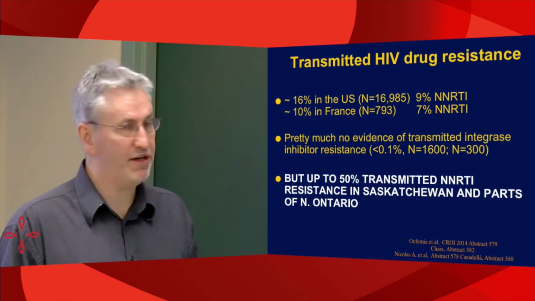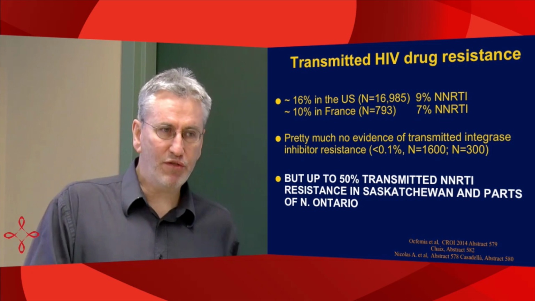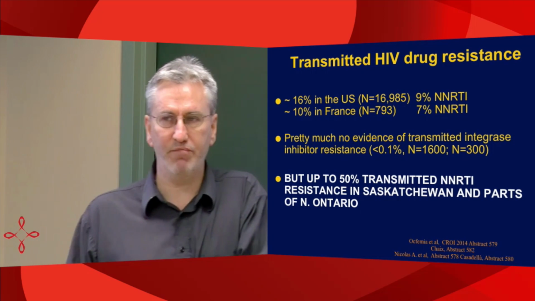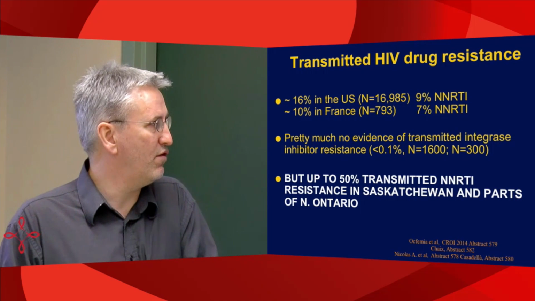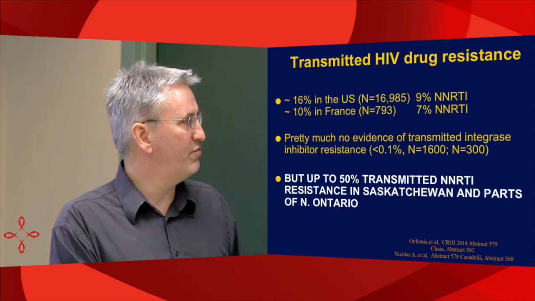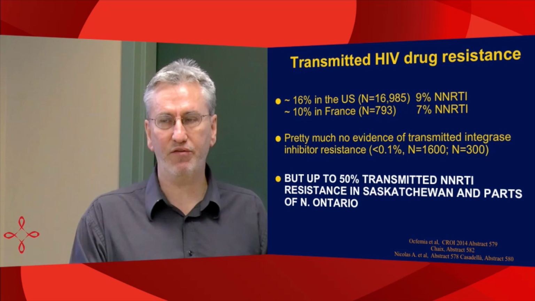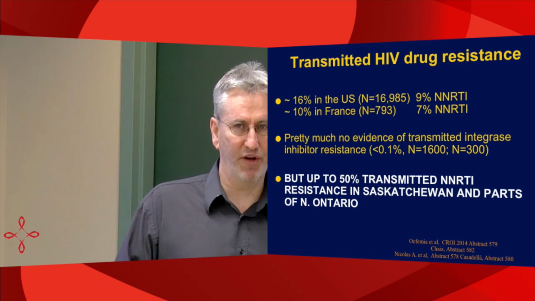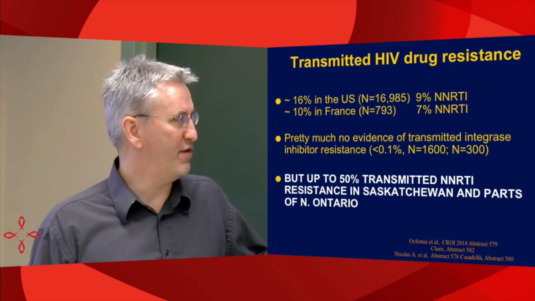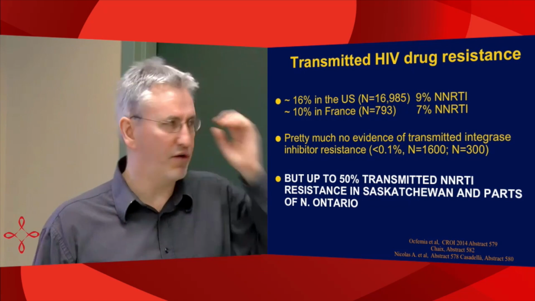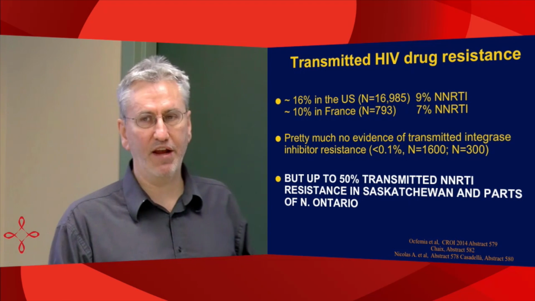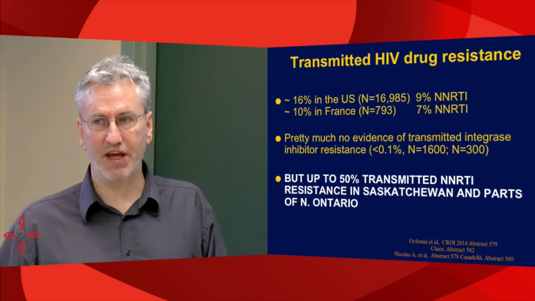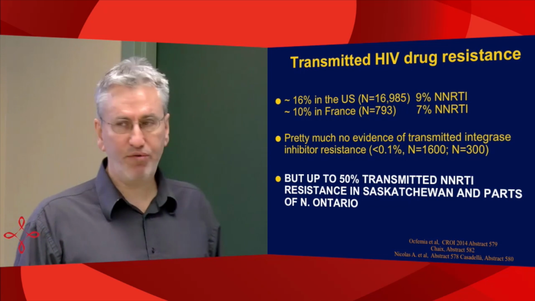In terms of transmitted drug resistance, most places around the world have been saying there's sort of 5 to 15% drug resistance overall. And that tends to be true, but what is happening is that there's an increase in clinically important drug resistance going on in the background that maybe isn't getting noticed. There's 10% NNRTI resistance in some places, 7% in other places.